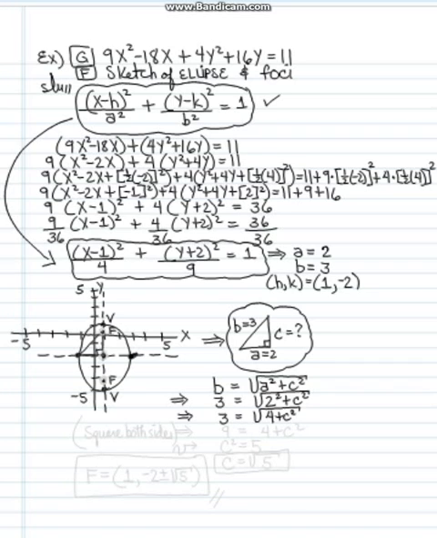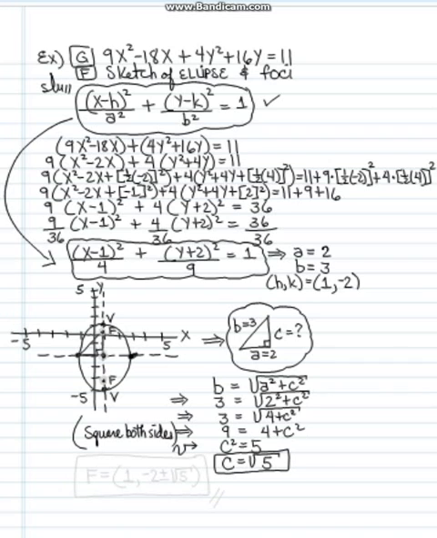Now we're trying to solve for C, so let's square both sides. You square both sides, you get 9 equals 4 plus C squared. And then you solve for C. First solve for C squared. C squared equals 9 minus 4, which is 5. So C equals the positive square root of 5. We're just keeping the positive one because it's a distance.